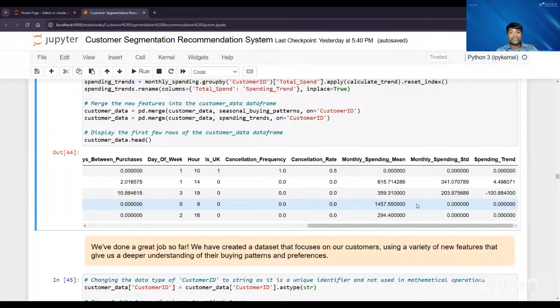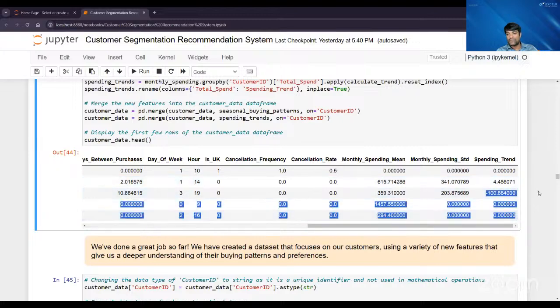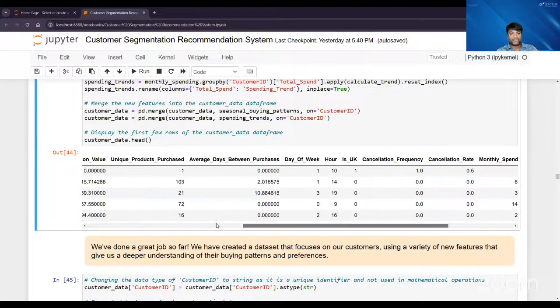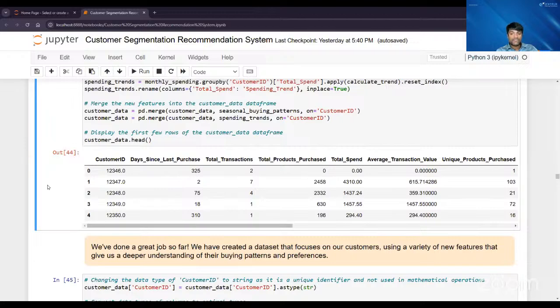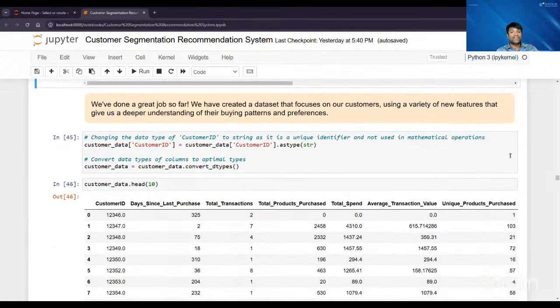We'll be knowing how much, and these people are having a standard deviation of 0, 0, 0, and here 203, and the spending trend, whether he's having a positive trend or a negative trend. So we can also try to identify that, and we'll be knowing how the customer is actually behaving. Now let us go a little forward to identify the unique.